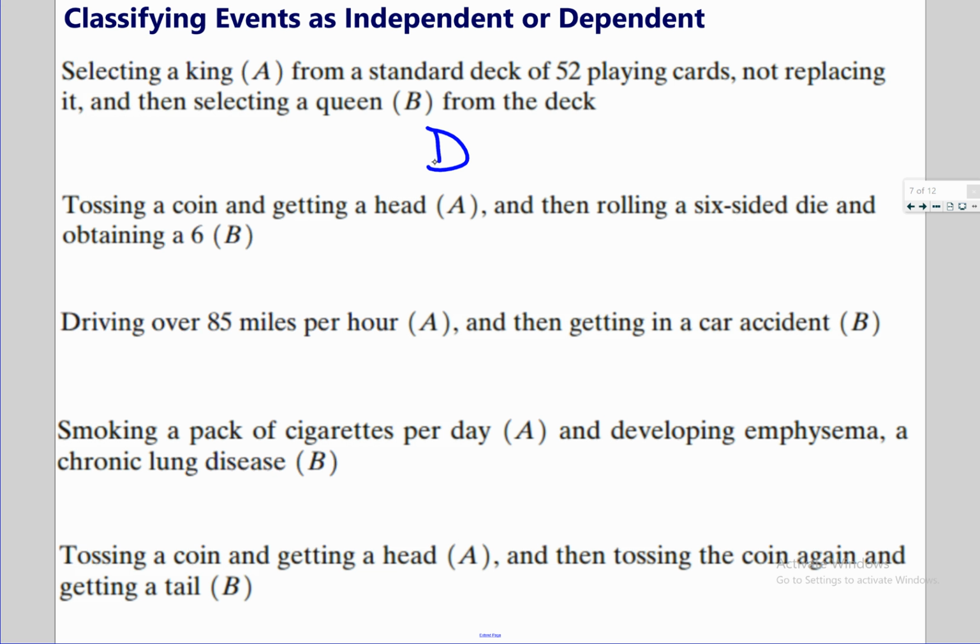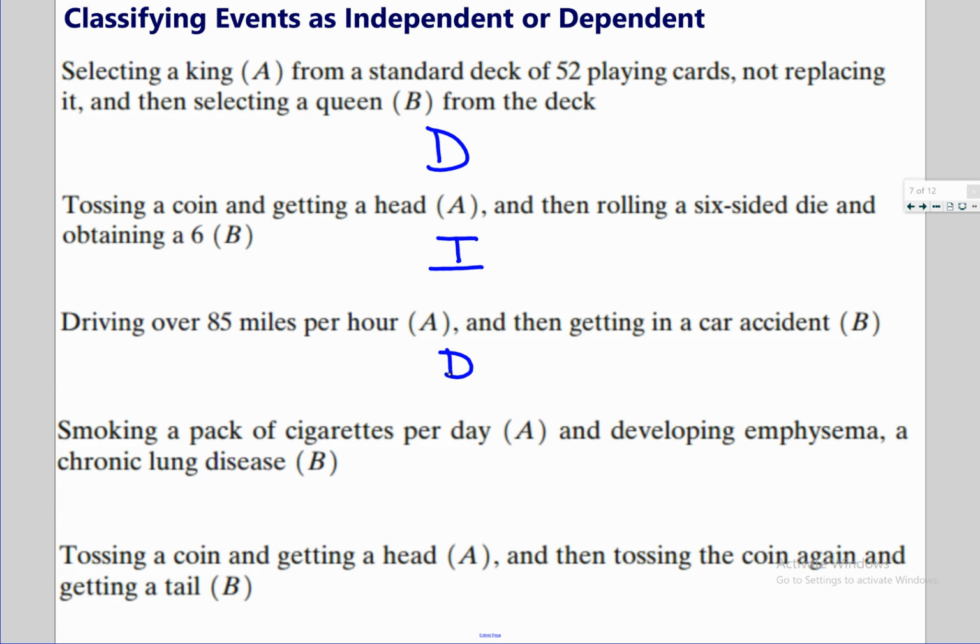Tossing a coin and getting a head, and then rolling a dice and getting a 6. Those are independent. One does not affect the other. Okay, driving over 85 miles per hour and then getting a car accident. So here you kind of have to make a little bit of an assumption, but do you believe that if you drive more than 85 miles per hour, that would affect the probability of you getting in a car accident? Yes. More than likely, the probability would get higher for the second one because you're driving faster. So we would say that those are dependent events.